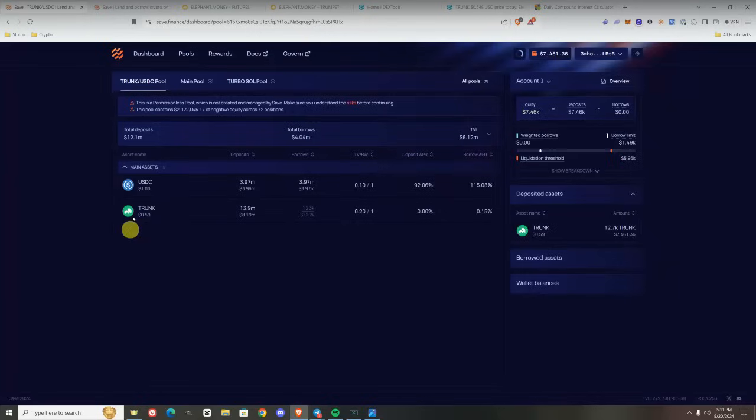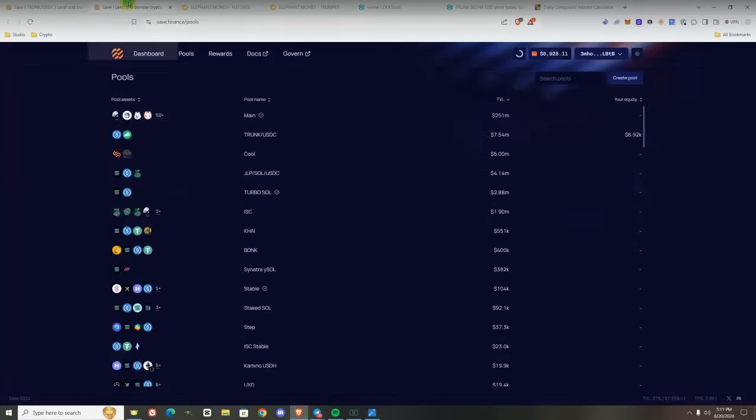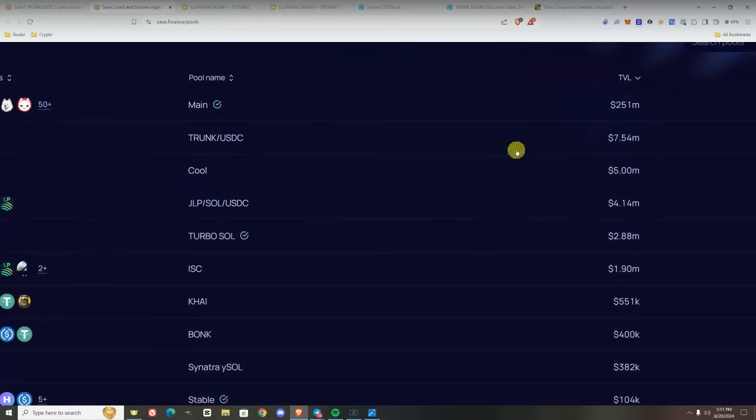Even if you hear from BT, he's convinced that even though right now this Trunk USDC pool is number two on this overall platform, and this is the second largest borrow savings platform over on Solana chain, he does see that we'll eclipse the main pool TVL at some point. People got to keep in mind that Trunk is going to be the sole focus of the herd and BT for the next bull run, whenever that does actually come to fruition in 2025 or what have you.